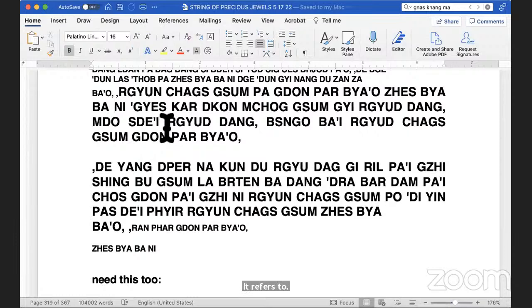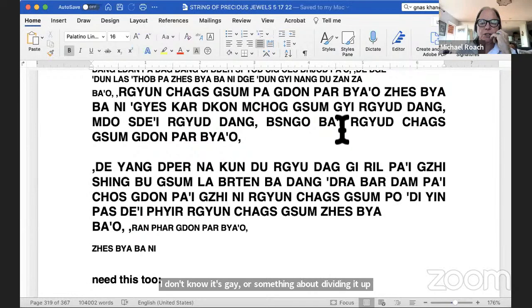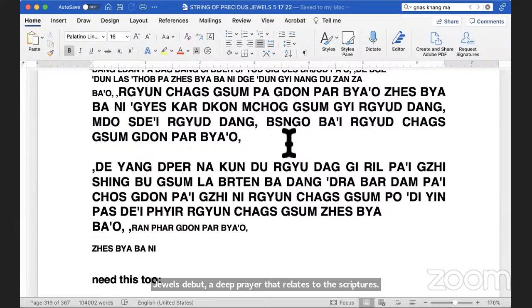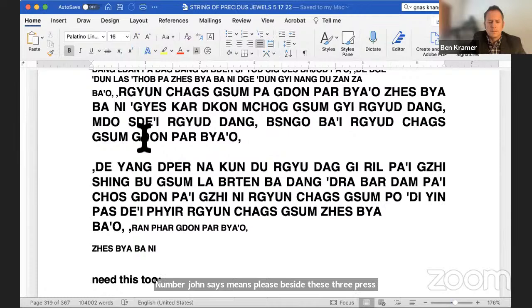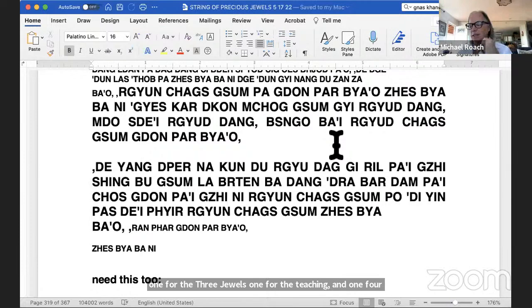Kwenjo Sunki Gyu means a deep prayer for the three jewels. Dode Gyu, a deep prayer that relates to the scriptures, and a deep prayer that relates to dedication. Okay. Dhamma Jao means please recite these three prayers: one for the three jewels, one for the teachings, and one for dedication. Okay, you got it. Word, does it mean separately the three or something?